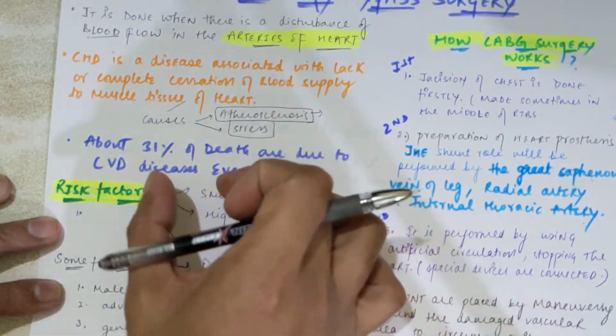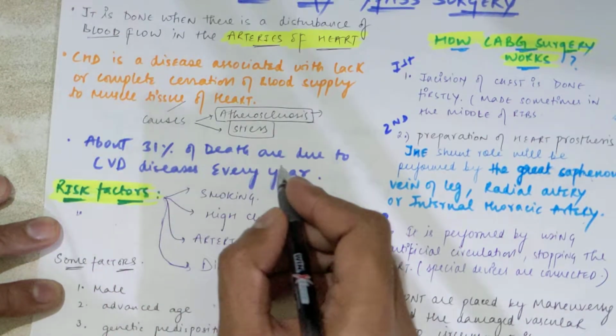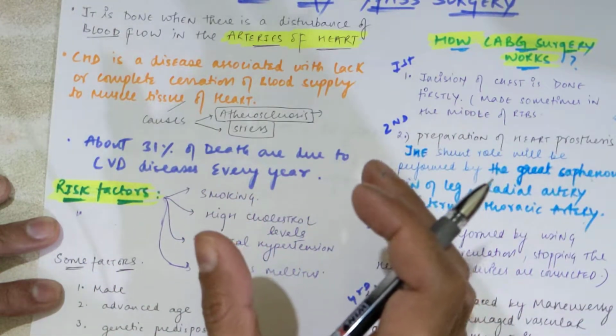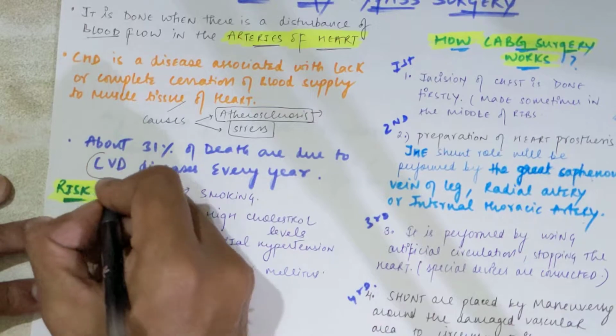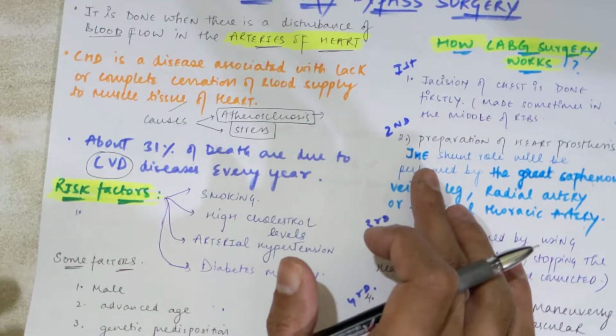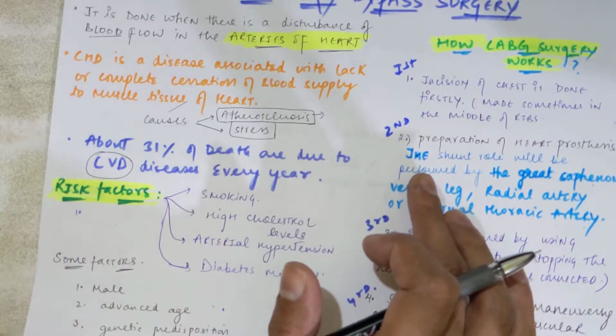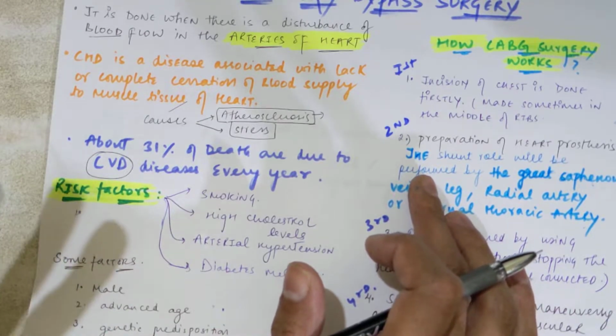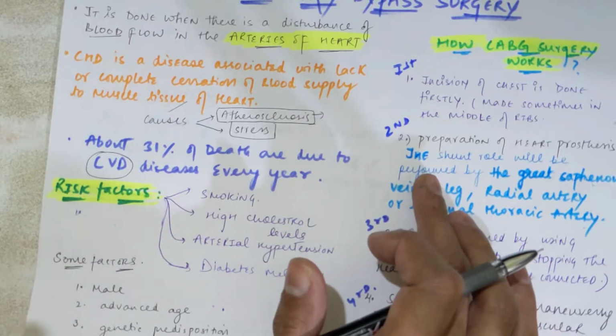If we talk about the epidemiology, you can see that 31% of deaths in the world per year are due to cardiovascular disease. It can be any type of coronary heart disease or other diseases, myocardial infarctions and others. So 31% of deaths are related to heart diseases.